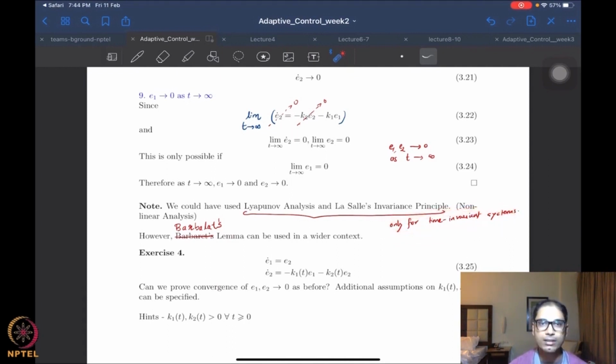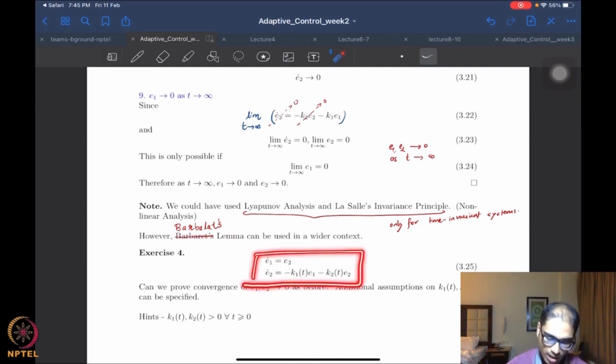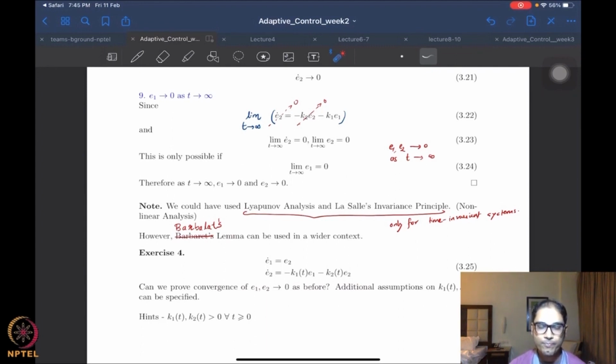in its classical form. And in order to illustrate this, I have given this exercise number 4, where you have these time varying gains in the system now, and Barbalat's lemma is still applicable to these systems in order to prove convergence of signals, boundedness of signals. So systems such as 3.25 are not analyzable using the LaSalle invariance principle.